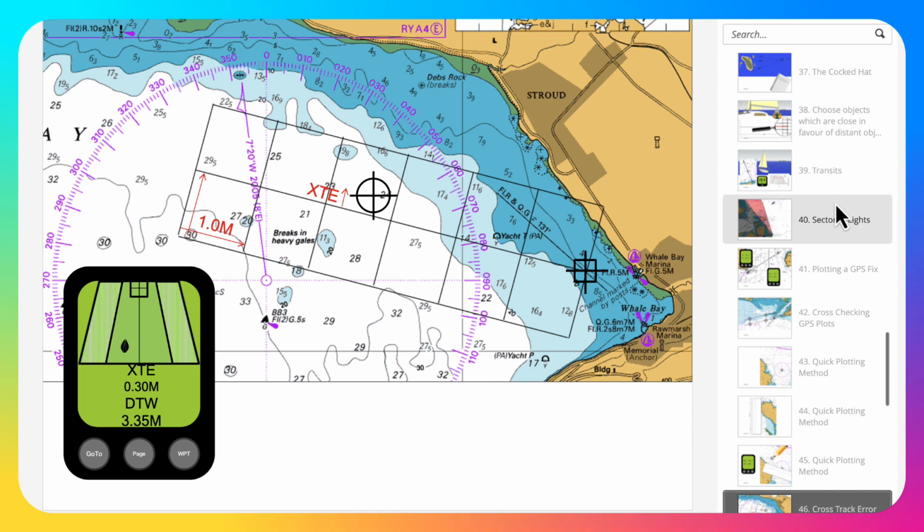The cross-track error grid is another tool for quickly plotting a GPS position as you navigate towards a waypoint. Here we've plotted one with 1 mile squares to help us navigate safely towards a waypoint on the leading lights into Whale Bay. With a GPS reading a cross-track error, XTE, of 0.3 miles to the left of our intended track, and a distance to waypoint, DTW, of 3.35 miles, we can quickly plot a position, and we would know that we must turn to starboard to bring ourselves back on track.